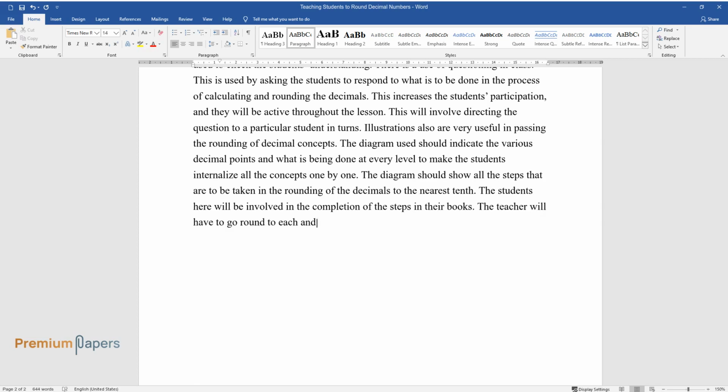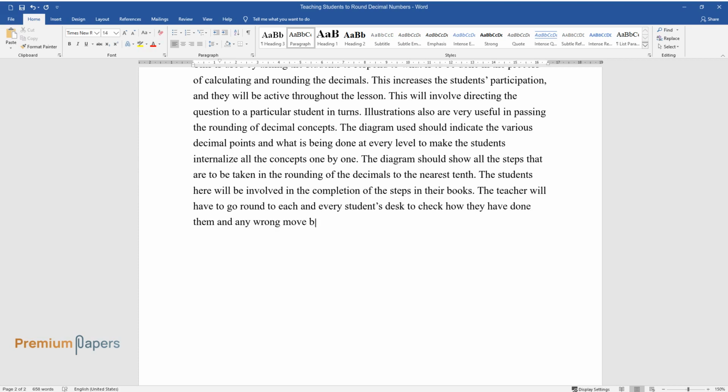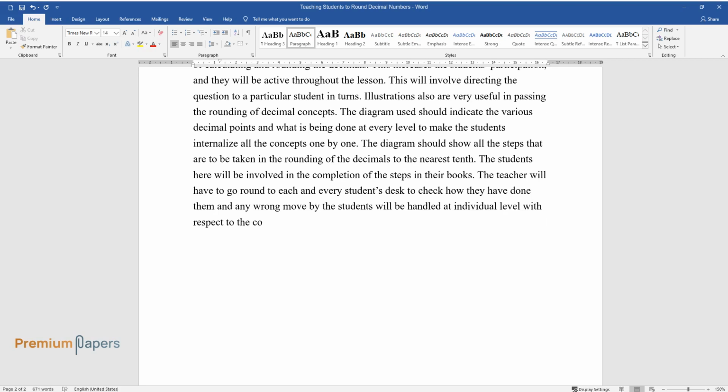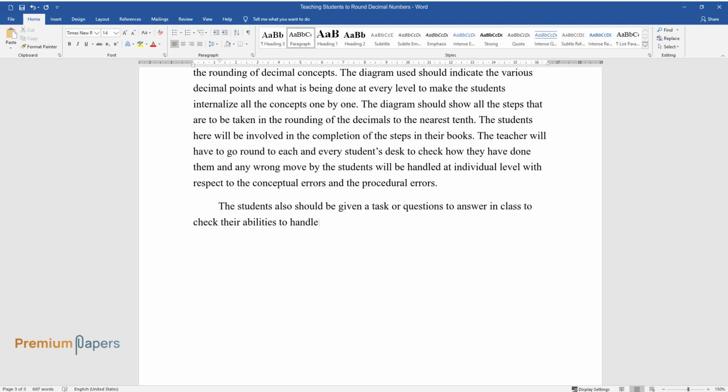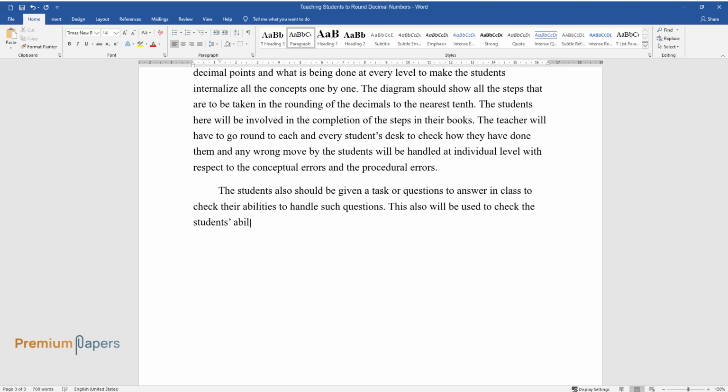The teacher will have to go round to each and every student's desk to check how they have done them, and any wrong move by the students will be handled at individual level with respect to the conceptual errors and the procedural errors. The students also should be given a task or questions to answer in class to check their abilities to handle such questions. This also will be used to check the students' abilities to avoid all conceptual and procedural errors.